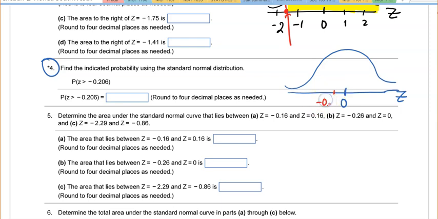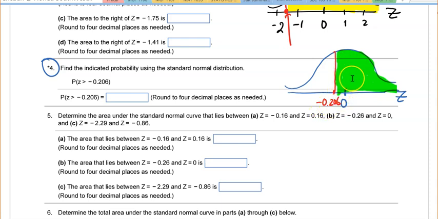Negative 0.206. And I'm looking for the probability. Basically I'm looking for the area to the right of this number under the curve. That means I'm looking for this area. Okay, let me make a side here. This area, I'm looking for this area. Remember that this is z greater than negative 0.206.